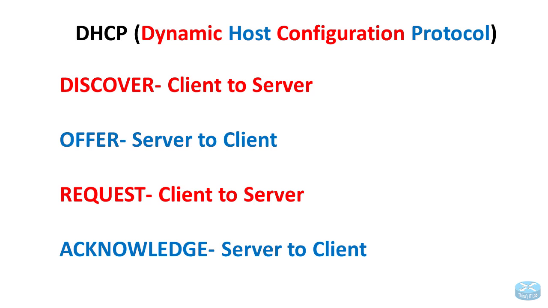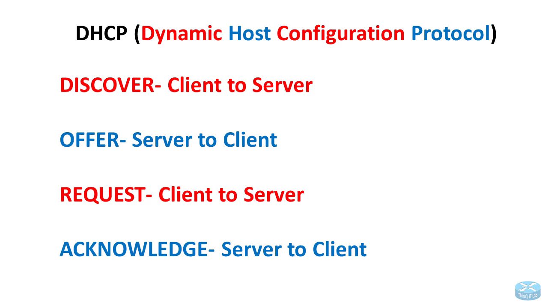What is a DHCP? It's the Dynamic Host Configuration Protocol. What does a DHCP server do? It provides the IPs for the clients when they need them. It's a dynamic IP. It provides dynamic IP addresses.